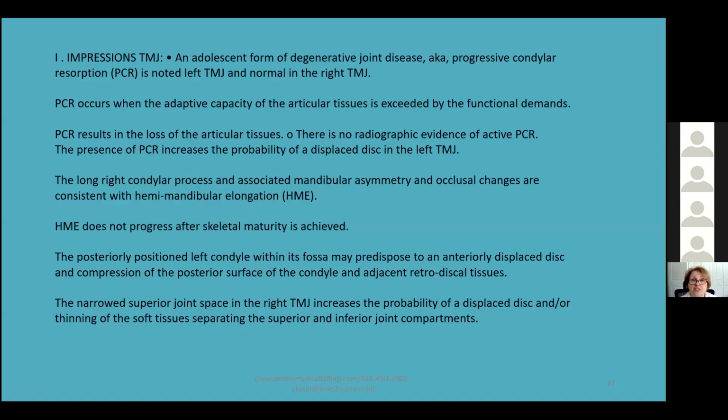So what's the impression? An adolescent form of degenerative joint disease, progressive condyle resorption is noted on the left and normal on the right. So is that normal? I have no idea because I am not a radiologist. The results in the loss of articular tissue, there is no radiographic evidence of active PCR. Personally, I don't even know what that is. So maybe Dr. Brown or Dr. Garry could jump in and tell everybody what that is. And increases the probability of a displaced disc in the left TMJ.